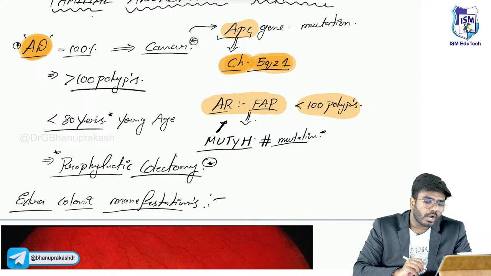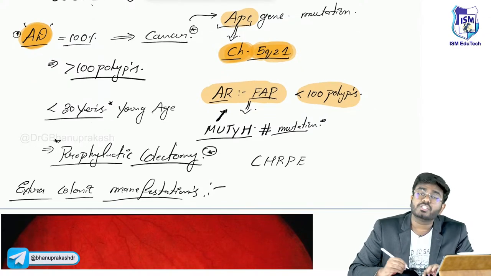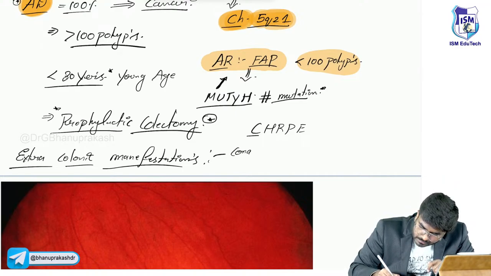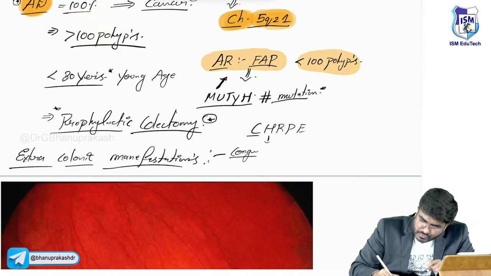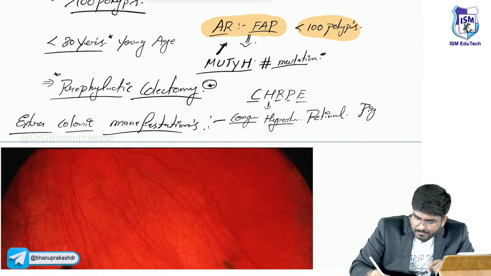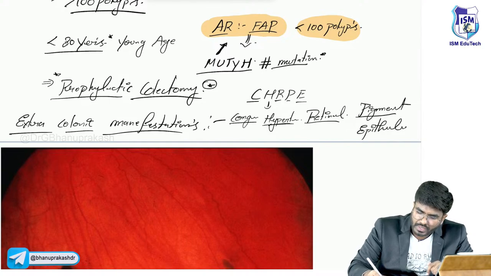It is called CHRPE. Do you know what is CHRPE? This is the extracolonic manifestation. These patients will have it. C for congenital, H for hypertrophy: congenital hypertrophy of retinal pigment epithelium.